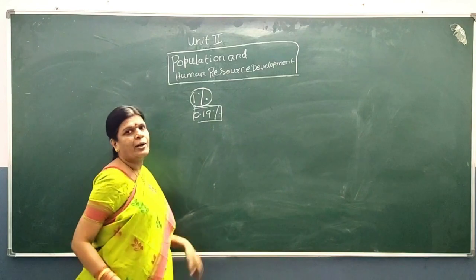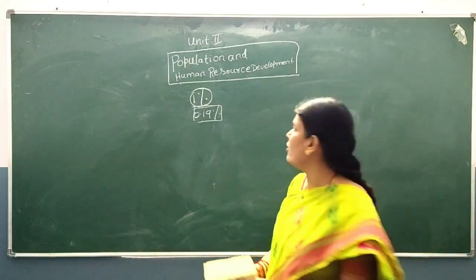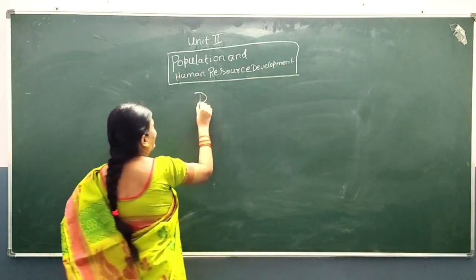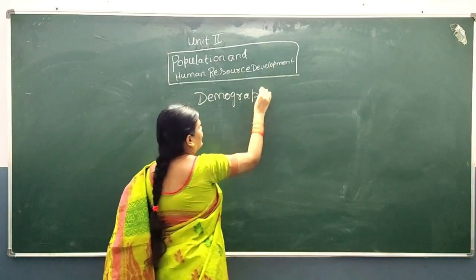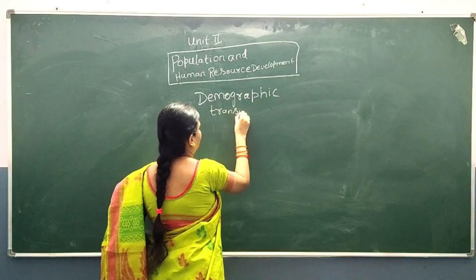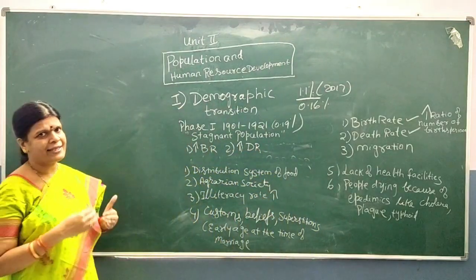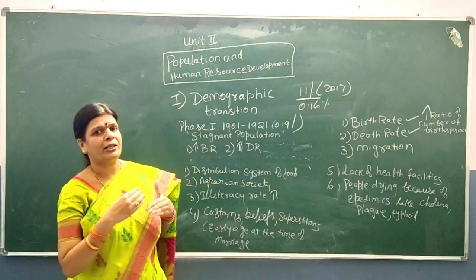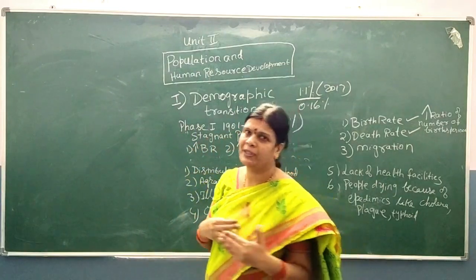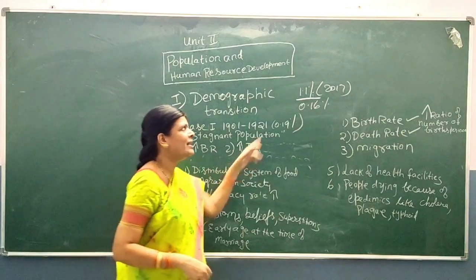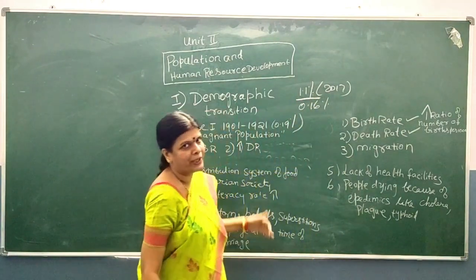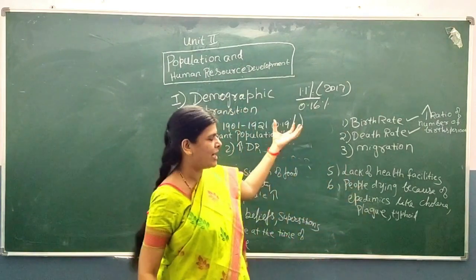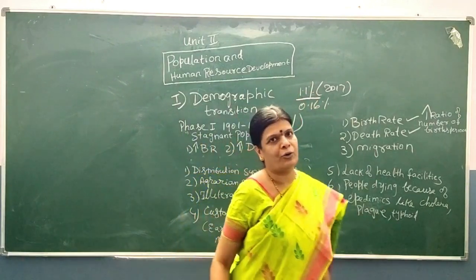0.9%. They could control the population. Before, what happened? So, demographic transition. What is demographic transition? As I said, India is more populated and the growth rate of population is increasing. For the past 40 years it has been increasing, and in 2017 it was 1.1% increase of population. China is next, with a 0.16% increase of population, but China is controlling population whereas India could not control the population.